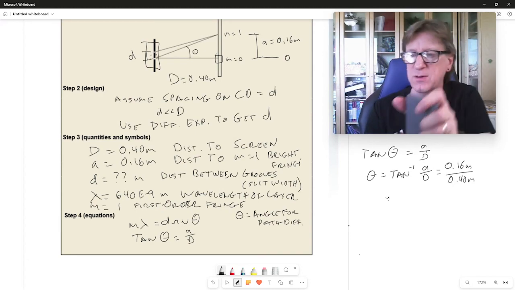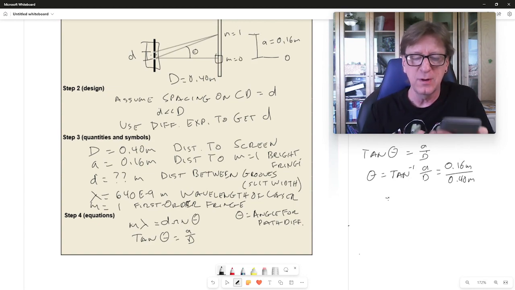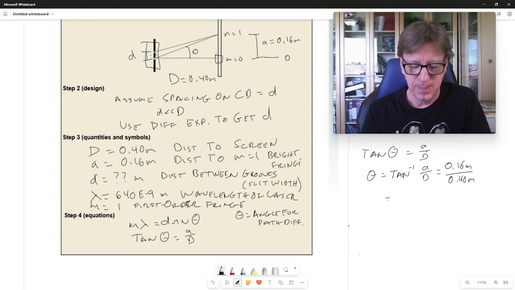So let's go ahead and take our calculator and let's work out the number. 0.16 divided by 0.4. And I get 0.4. That makes sense. And then I'm going to take the inverse tangent of 0.4. Oops, I have to do that first here. And I get that theta is 21.8 degrees.